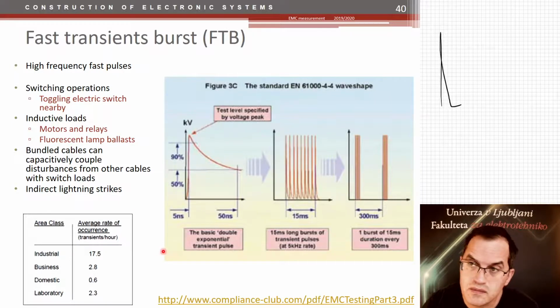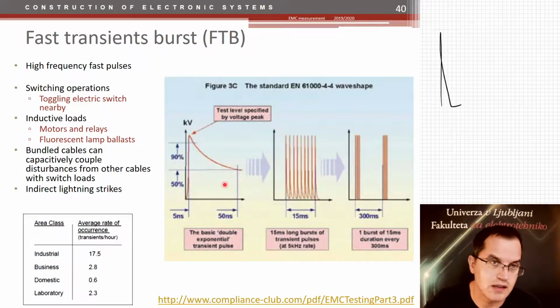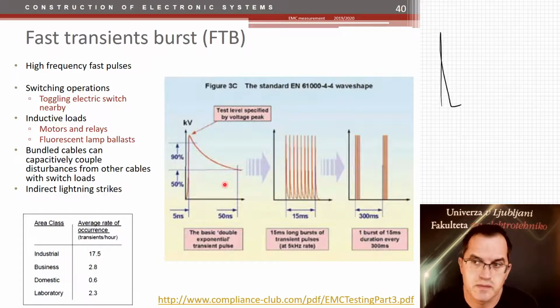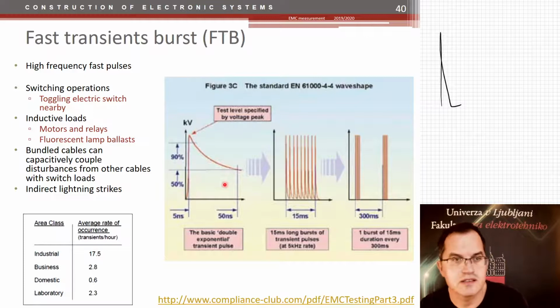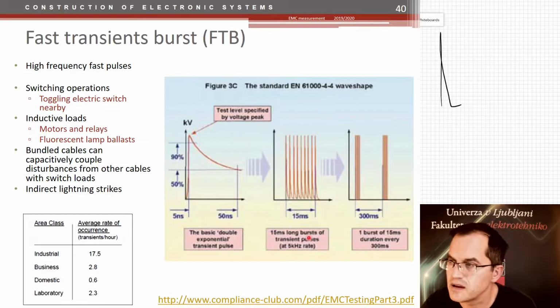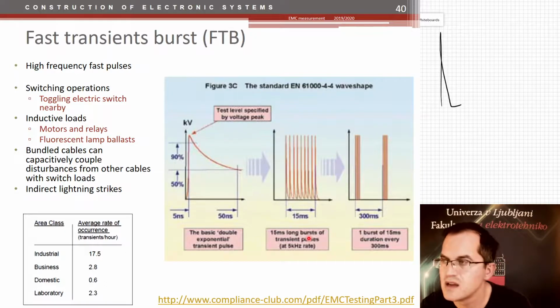Now, when do they happen? When you turn on and off the light, some motors or relays or lamps, bulbs, and so on. Or indirect lightning strikes as well. Well, these fast transient bursts are dealt with differently than the others. I will show you next the surge pulses, which are completely different. But fast transient bursts are mainly dealt with using voltage suppressing diodes.